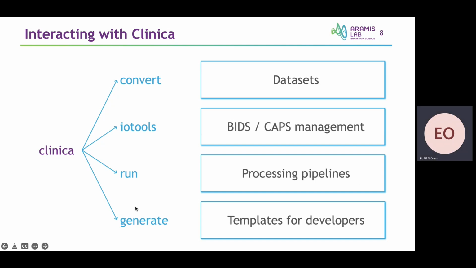We have 4 main entry points for Clinica. The first one, clinica convert, takes raw public datasets and converts them into a BIDS standard. Then we have clinica iotools for BIDS and BIDS derivatives / CAPS management. The main pipelines for processing images are invoked through clinica run. And finally, we have clinica generate to help developers generate new pipelines.